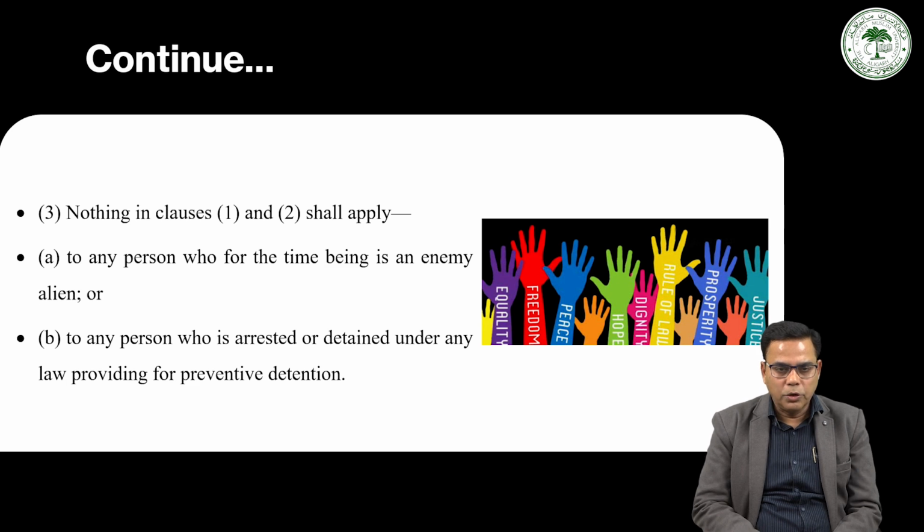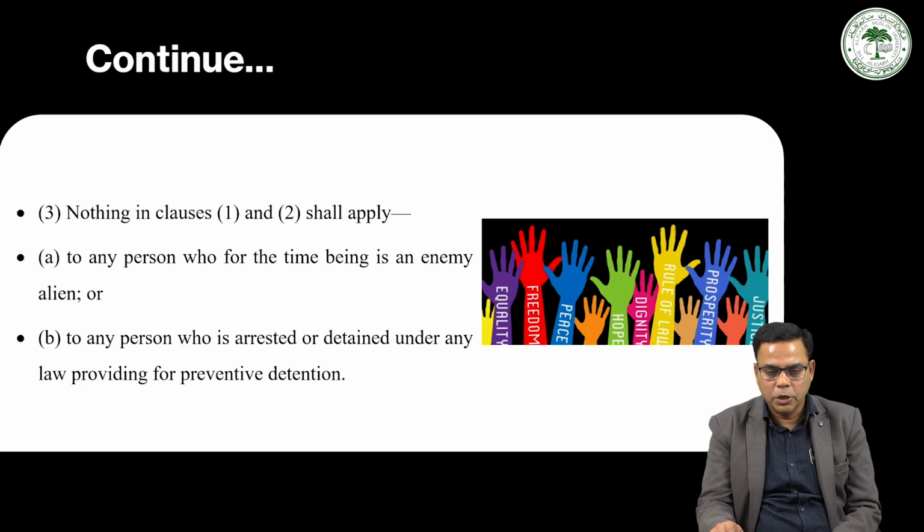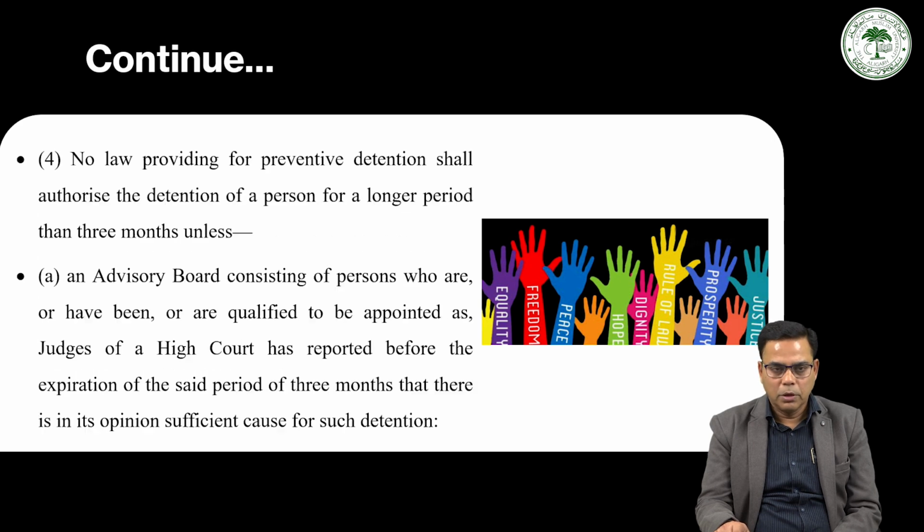Nothing in clause 1 and 2 shall apply to any person who for the time being is an enemy alien, or to any person who is arrested or detained under any law providing for preventive detention. Certain exceptions are there. The preventive detention laws are also there in our country, for example, UAPA, and they have different provisions. So if people are arrested under preventive detention, the provisions will be different.